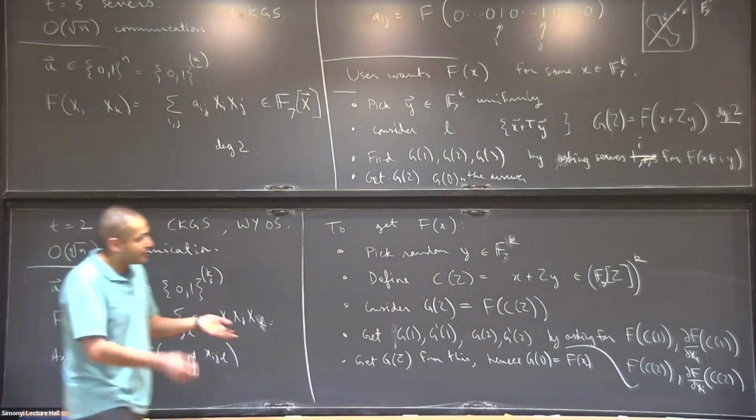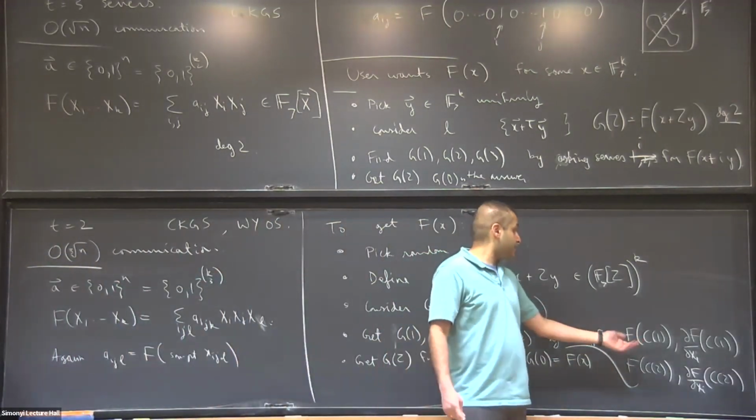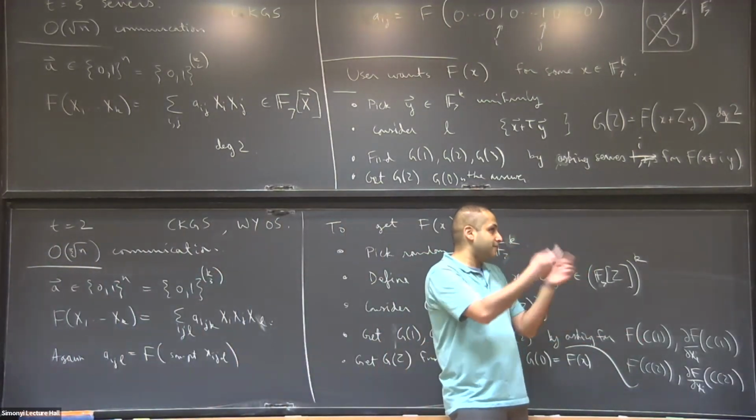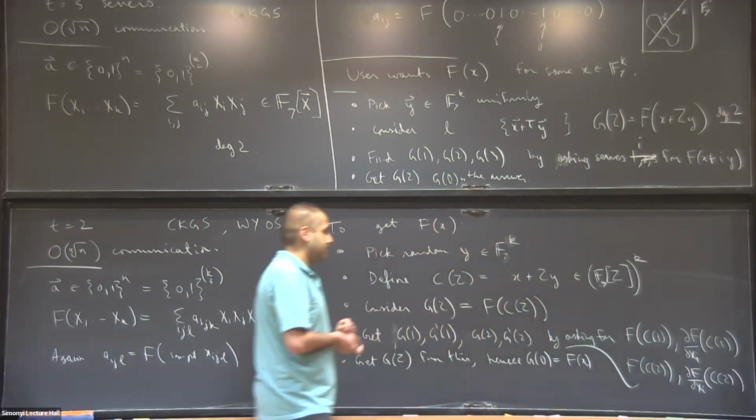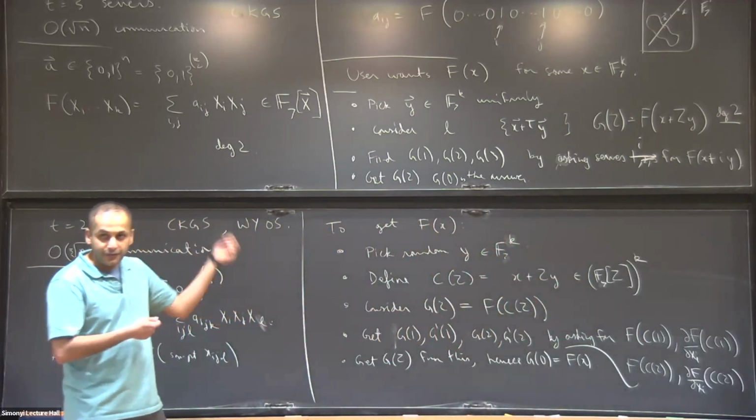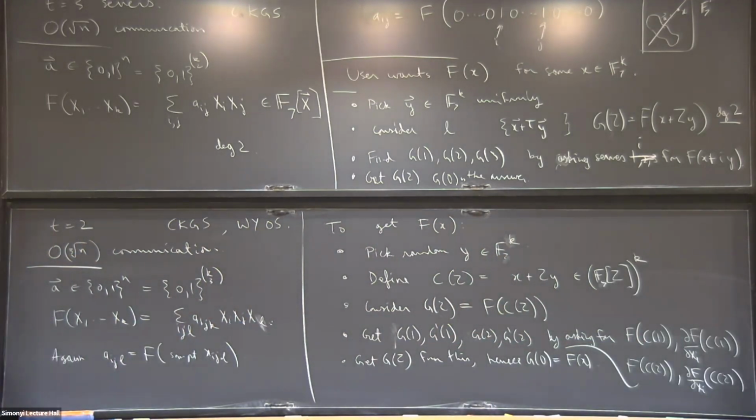It's again private because the points which you're asking for are 2 points on this random line. Each point itself is uniformly random. C of 1 is random. C of 2 is random.